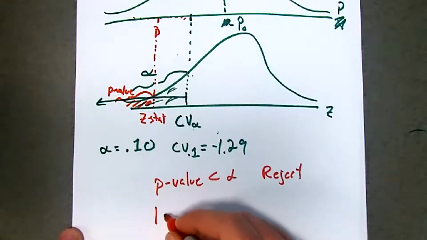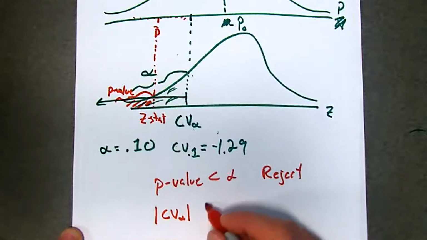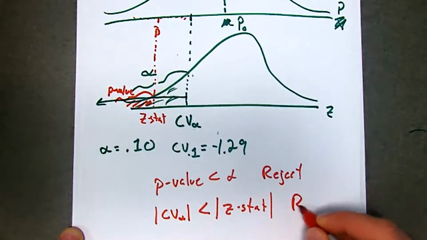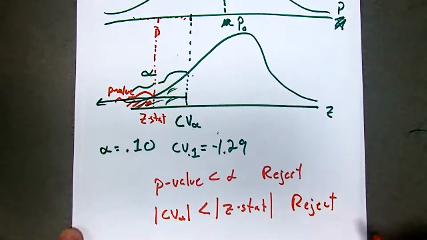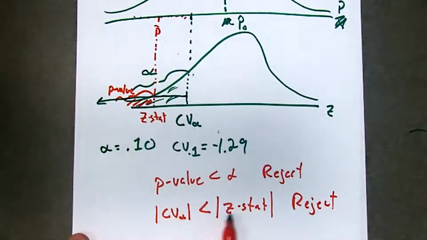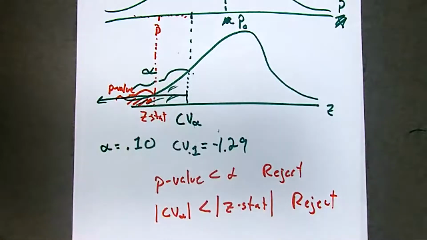All I have to say is, if the absolute value of my critical value is less than the absolute value of my test statistic, then I'll reject. Or said differently, if the absolute value of my test statistic is larger than the absolute value of my critical value, I'll be in that rejection region, so I would reject.